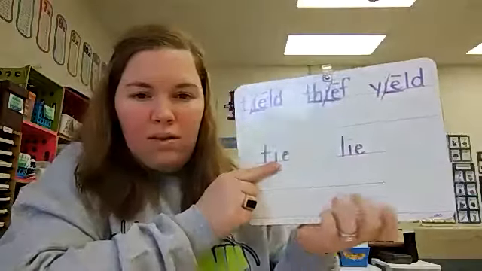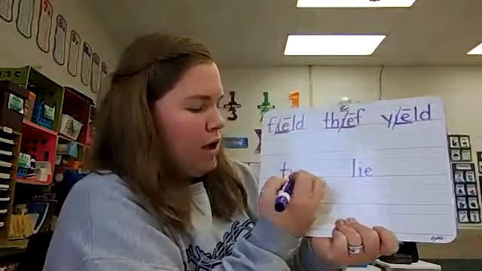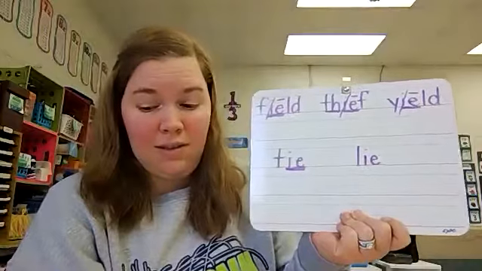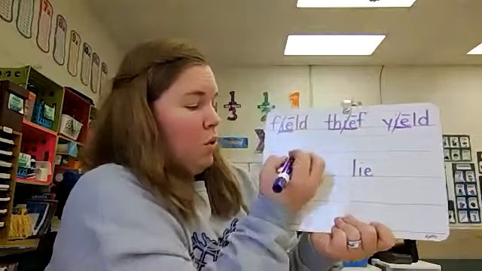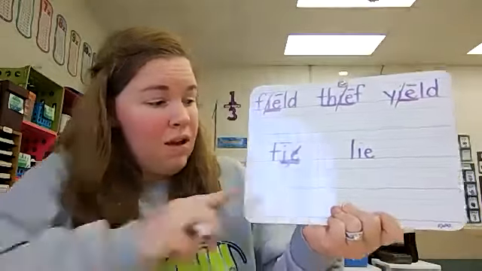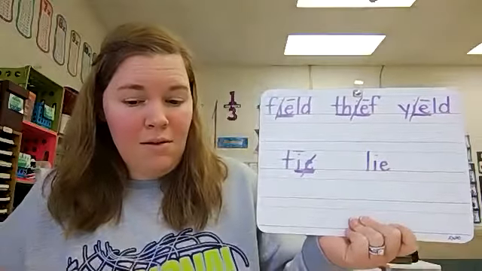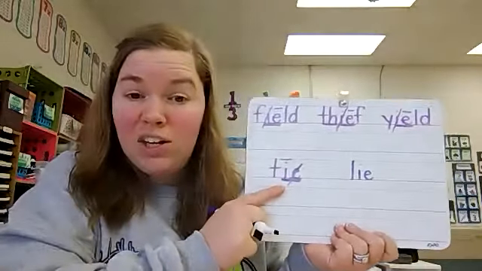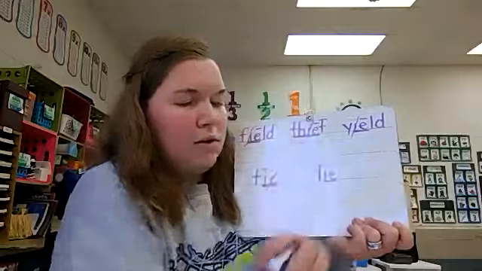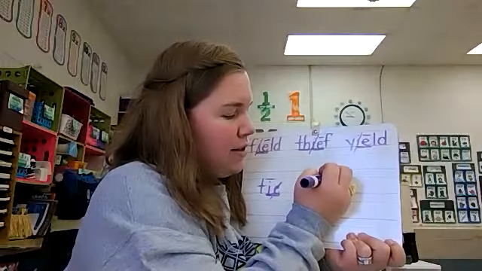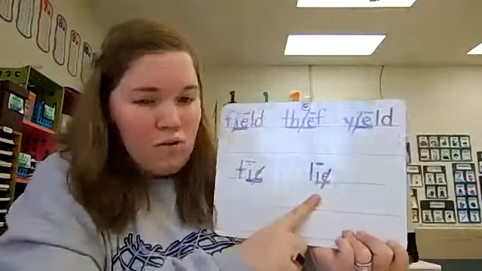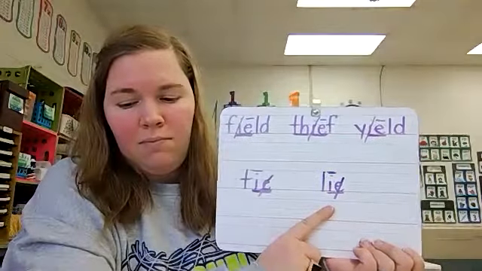So how do we code digraph IE? I'm going to underline it. How do I code it if I want it to say I this time? We put a macron above the I, cross out the E. I, tie, like I need to tie my shoes. And for lie, underline the digraph. Again, we want the I to say its name, so we put a macron, cross out the E, it is silent. Please do not lie to your parents.